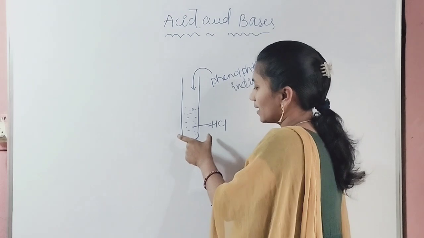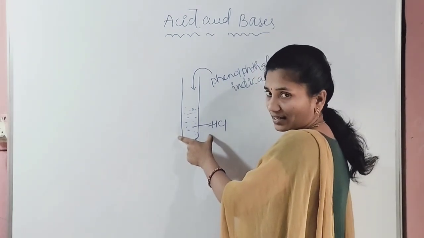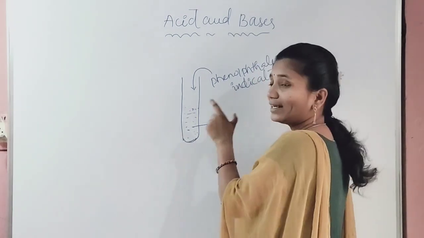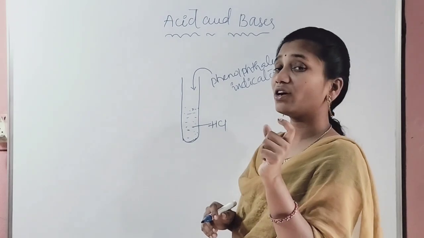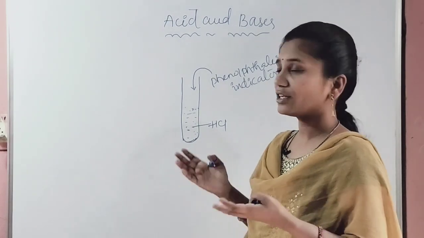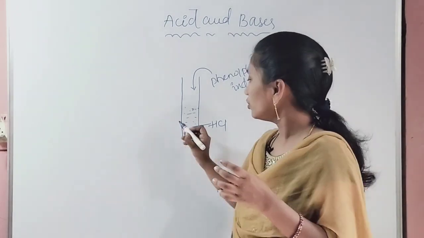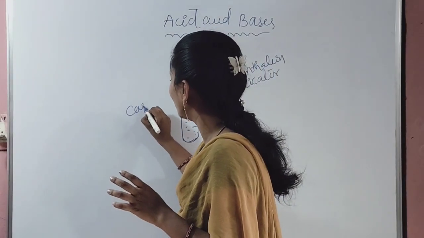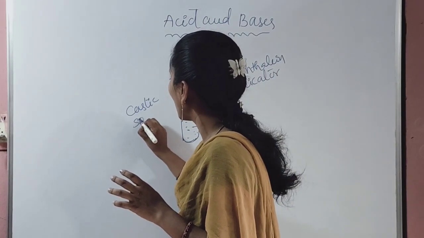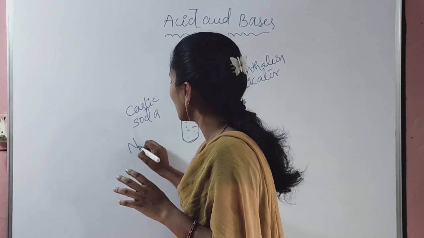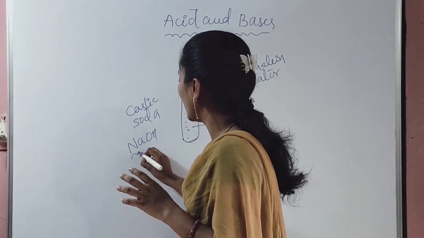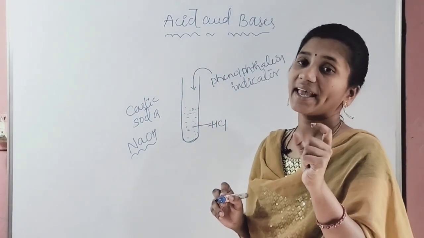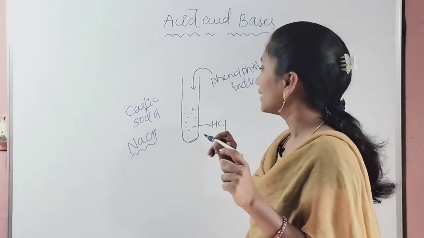Okay, so here acid has been taken inside the test tube. Now we have added the indicator to that solution. Then what will happen? There is no color change in the test tube. Now to the same test tube we have to add caustic soda, for example NaOH. NaOH is a base, caustic soda.